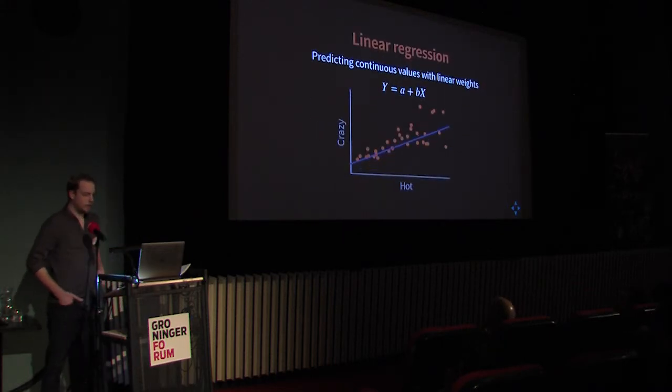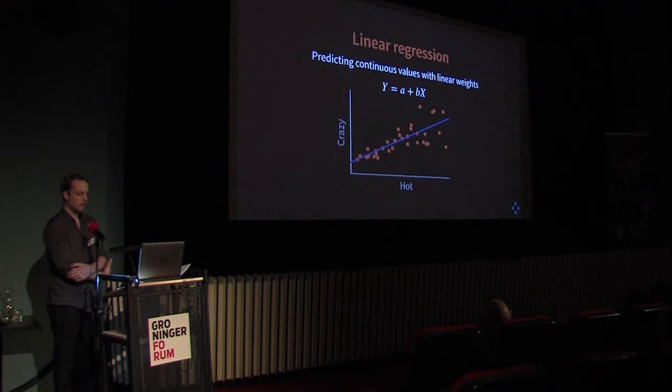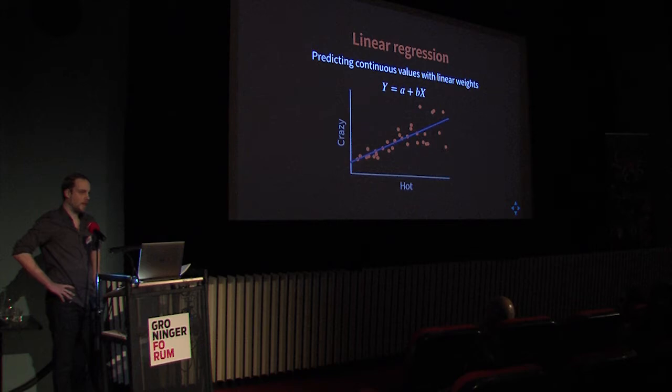So first is linear regression. Linear regression basically tries to fit a straight line through a set of data points. In this case, we're trying to predict the degree of crazy given the degree of hot, and apparently there's a pretty strong correlation here. So how that works is, well, the little formula describes this very nicely, y equals a plus b times x. And here, x is the given value, it's the value of hot, and y is the value we're trying to predict, the degree of crazy.